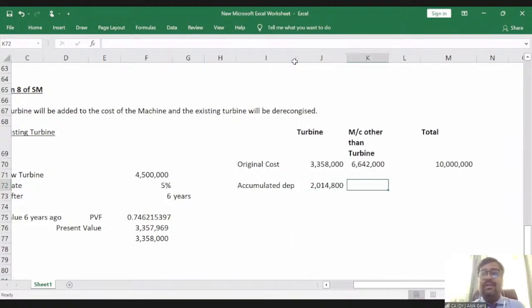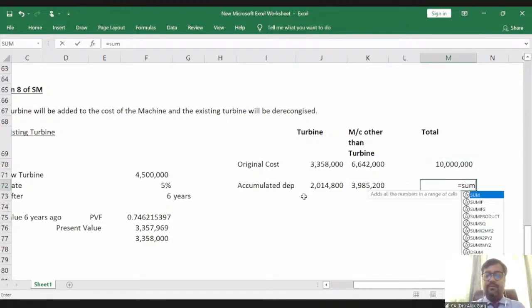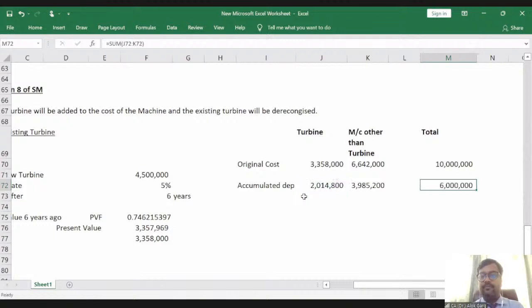And on the machine other than turbine, how much depreciation must have been taken so far? 6342 divided by 10 multiplied by 6. So this should be 60 lakh. Am I right? Sum of these two, 60 lakh, right? So the cost was 1 crore, the life is 10 years. So what is the per annum depreciation? 10 lakh. How many years have already lapsed? 6 years. So 10 lakh multiplied by 6, 60 lakh, right? The total depreciation is 60 lakh. The total cost is 1 crore.